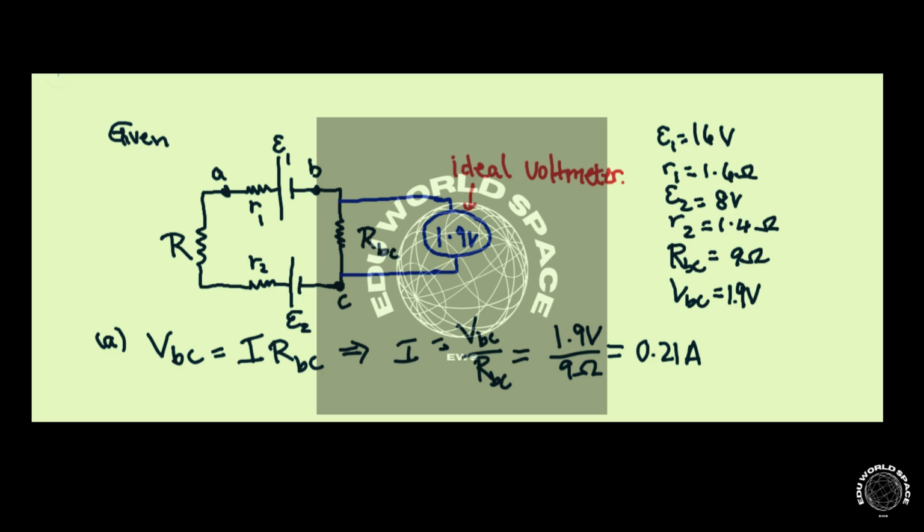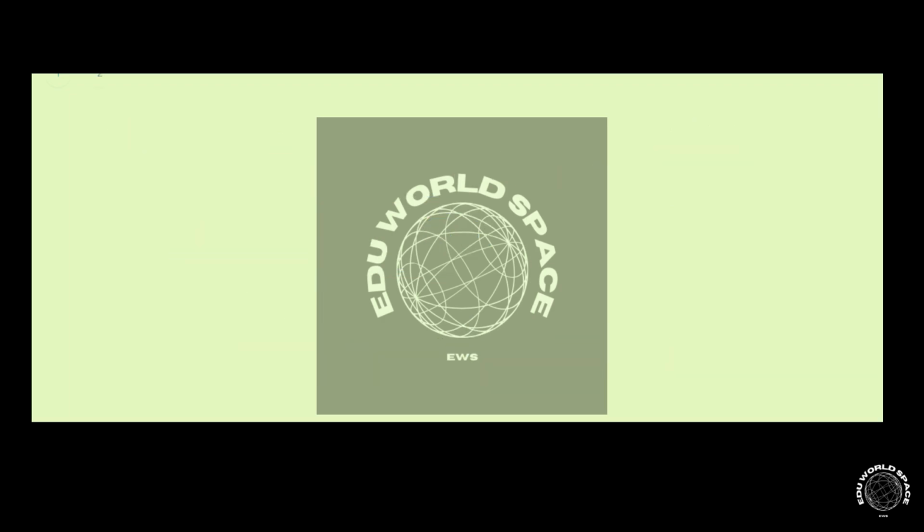Now we're going to move on to part B of the problem. Okay, in part B, we're asked to find the resistance R, that unknown resistance. So we're going to make use of the fact that if you make a complete loop in the circuit, then the sum of all the voltage drops is equal to 0.